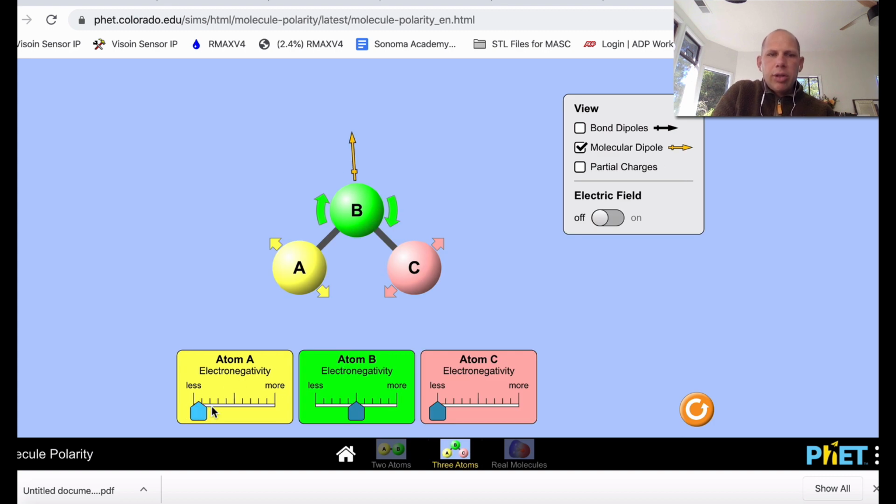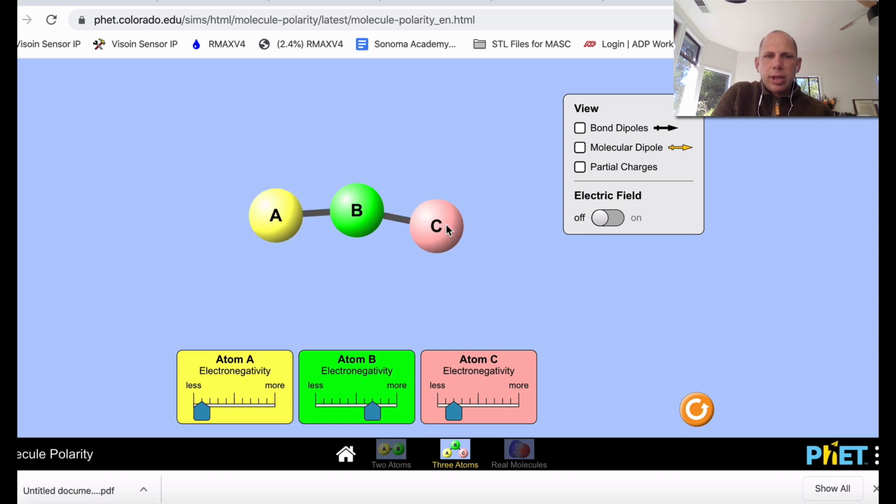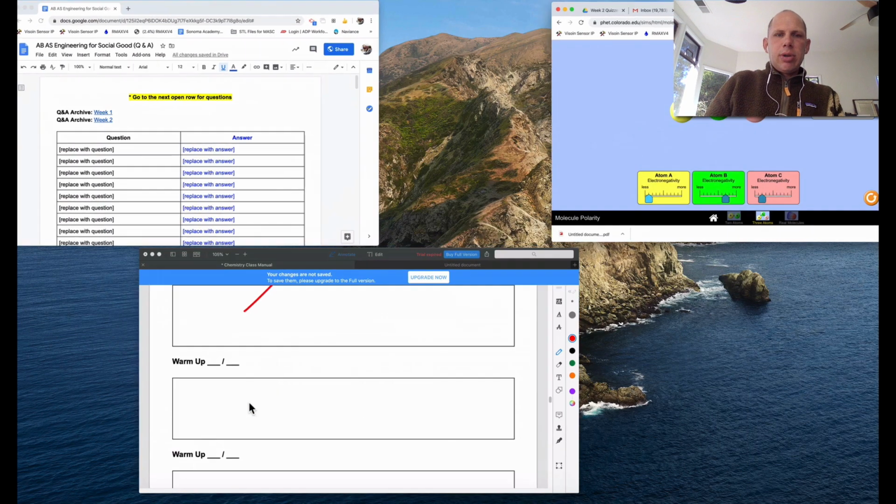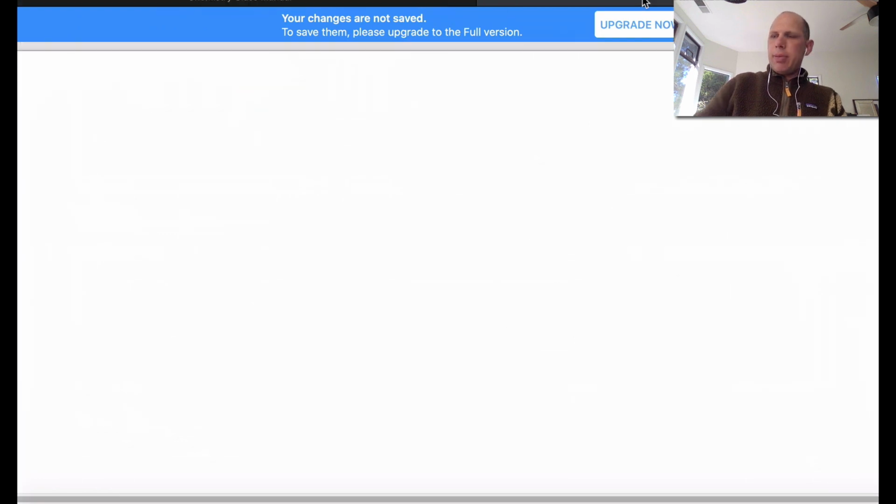In the 3-atom mode, you have the electronegativity values to play with, and you have the bond dipoles and the molecular dipole to play with. And you can move these bonds around to make it linear or make it bent. Those are the only two options here. So what I'm going to do now is really define for you what these terms are before you go into that. That's where I want you to start taking some notes down right now. I have a blank sheet of paper.